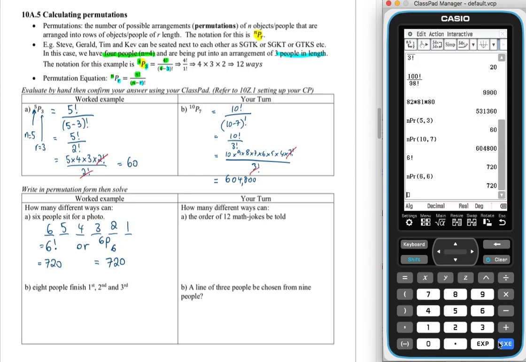The next question, part B, is that 8 people finish first, second, and third. So how many different ways can that occur? Well, we have in total 8 people, so n is equal to 8, and the number of ways we're ordering these is 3. So our notation is 8P3, and assessing using our calculator, nPr 8, 3, close bracket, and we get 336 ways or arrangements. Now, instead of the word ways, you can write permutations.